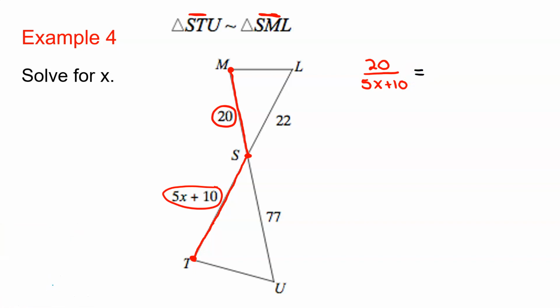all right, well, let's play the matching game again. Which side does LS correspond to? LS, 22 here, from the last letter and the first letter. We're going to use the last letter U and the first letter S. U, S. So 22 is corresponding. That's matching with this side over here. That's 77 units. So because I went 20 over 5x plus 10, I'm going to write 22 over 77. Okay, just a matter of going through and cross multiplying.